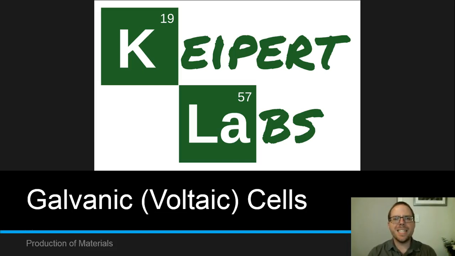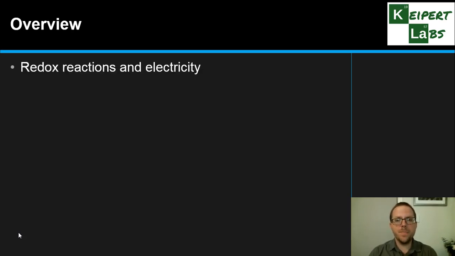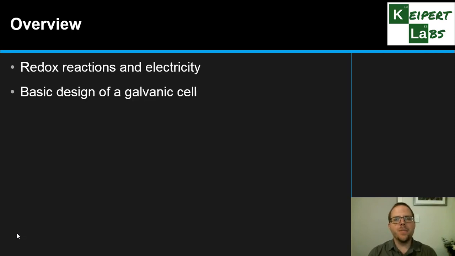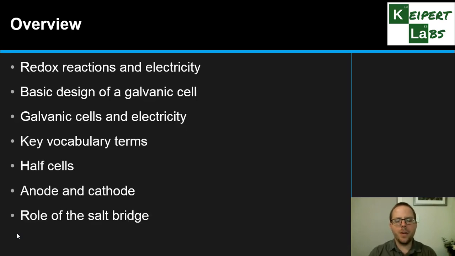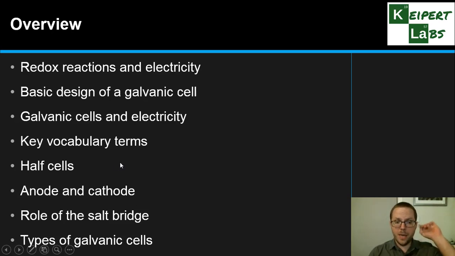In today's video we're going to be discussing galvanic or voltaic cells in the context of thinking about redox reactions. So we're going to think about the connection between redox reactions and electricity. We're going to go through the basic design features of a galvanic cell and think about how galvanic cells are set up to generate electricity. We're going to introduce some key vocabulary terms, introduce what we mean by half cells, labels like anode and cathode, and the role of what we call the salt bridge in a galvanic cell, as well as some different types of galvanic cells. So a fair bit to discuss, so let's get into it as quickly as we can.